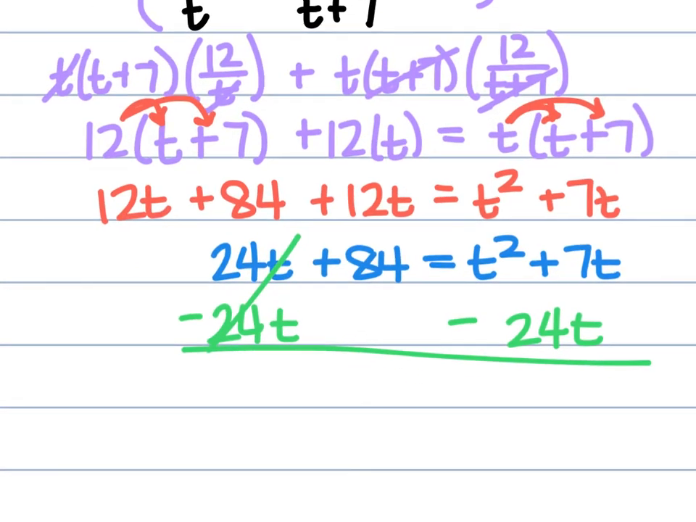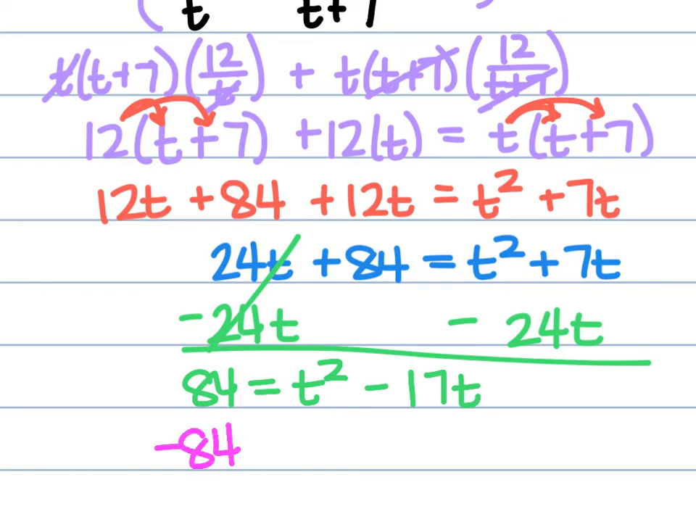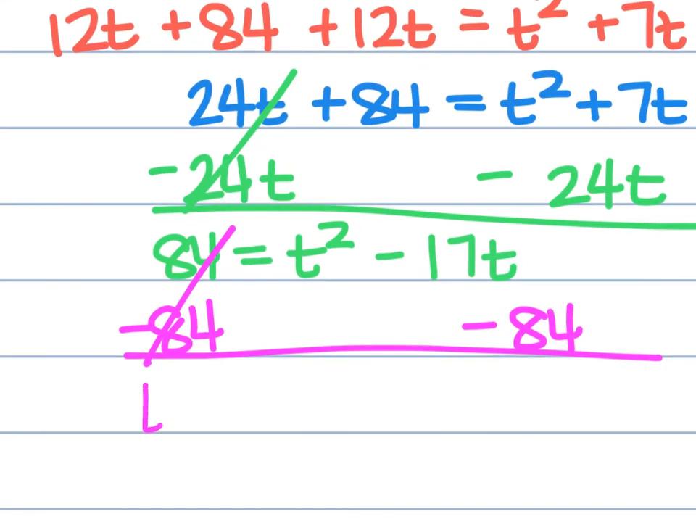So we're going to move the 24t over by subtracting it. And we're going to have 84 is equal to t squared plus 7t minus 24t, which is negative 17t. So now we're going to move the 84 over by subtracting it. And we're going to be left with t squared minus 17t minus 84 is equal to 0.